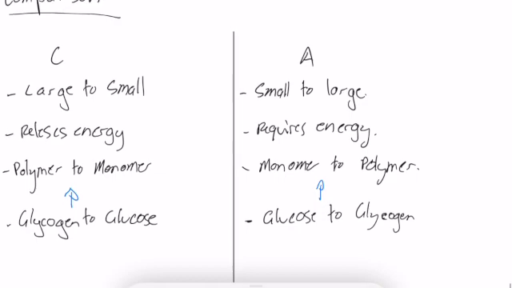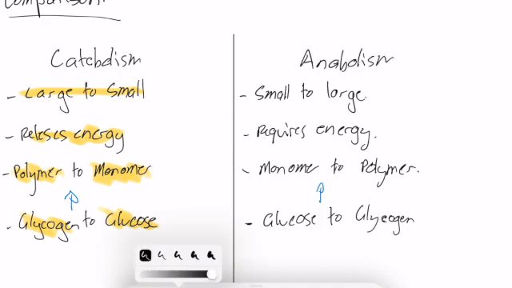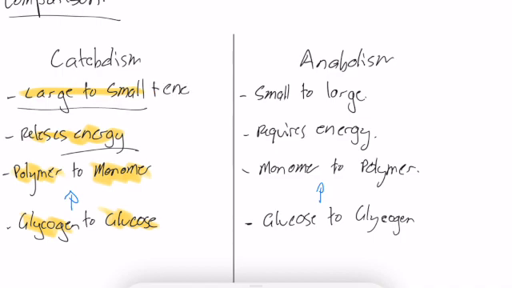Now, as a comparison, this is our catabolism, and this is our anabolism. Catabolism is large to small. It releases energy in its reaction, and it's typically a polymer to a monomer. For instance, we have glycogen, which is a polymer of glucose, being broken down into glucose. So the important things to note are that large molecule to small molecule, plus the energy as a product as well.